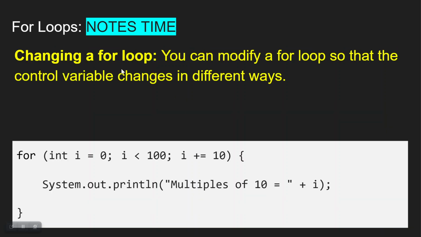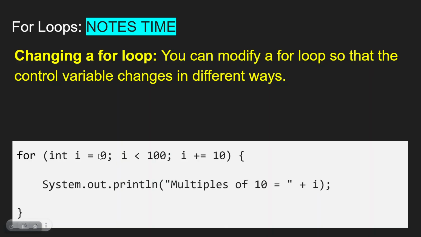So you can, like I said, modify a for loop so that the control variable changes in different ways. So let's say I wanted to count the multiples of 10 from 0 all the way up to 100. I could say for int i = 0, as long as i < 100, i += 10. All right, now what this is going to do is print, well, this will print 0, the way this one is set up.